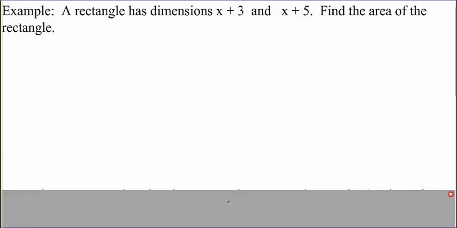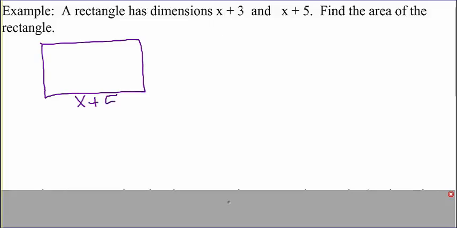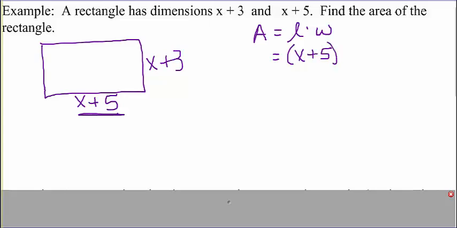Next example, a rectangle has dimensions x plus 3 and x plus 5, and we want to find the area of the rectangle. So it helps to sketch a diagram. So we'll sketch a rectangle. One side is x plus 5, the other side is x plus 3, and we want to find the area. So remember how we find the area of a rectangle. Area equals length times width. So we want to multiply the length of the rectangle, which is x plus 5, with the width of the rectangle, which is x plus 3.